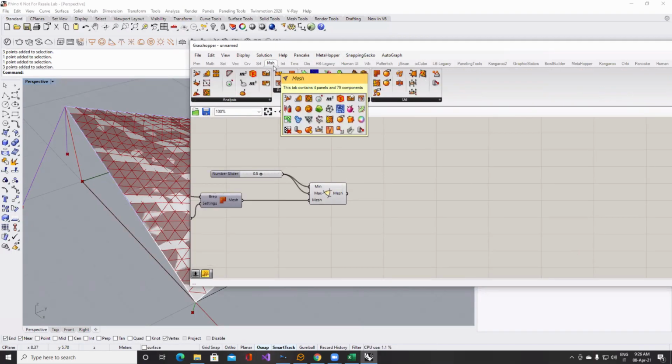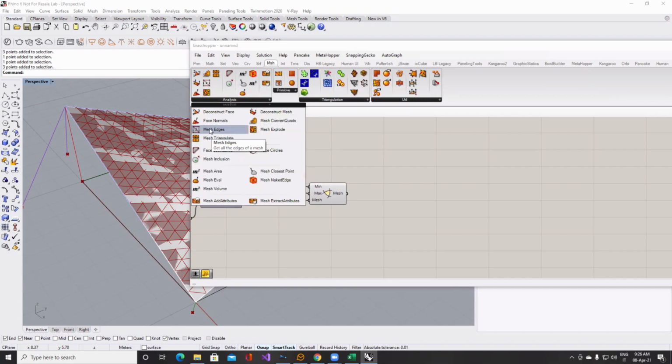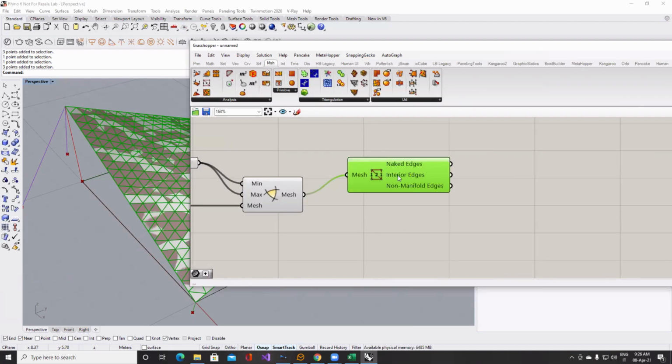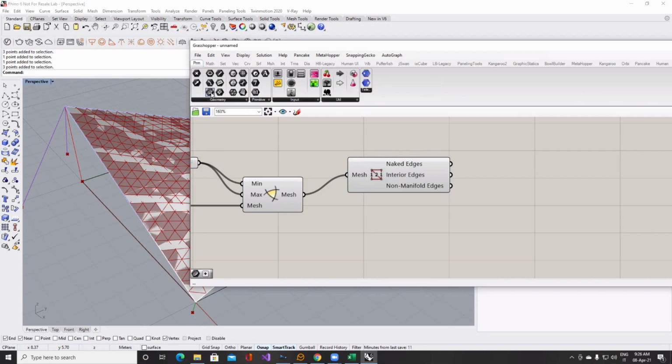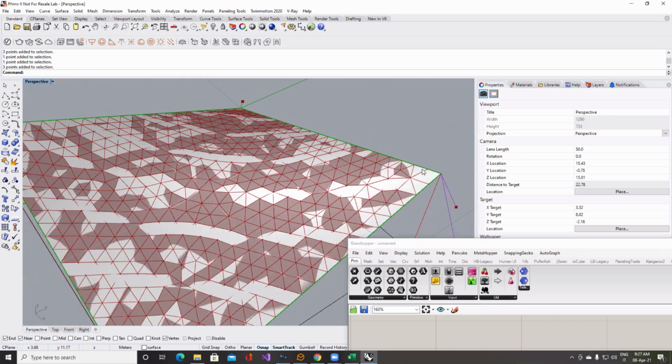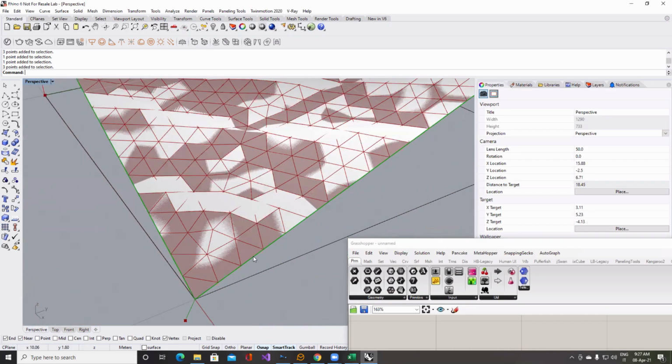We can go into the mesh tools, and mesh edges is one of the tools. If I input the mesh, mesh edges will give us a list of edges. Now, we have naked edges, interior edges, and non-manifold edges. Clearly, we want the naked edges. If I use a curve tool and plug into the naked edges, we can see now that we have detected all the edges of our mesh, the green lines.